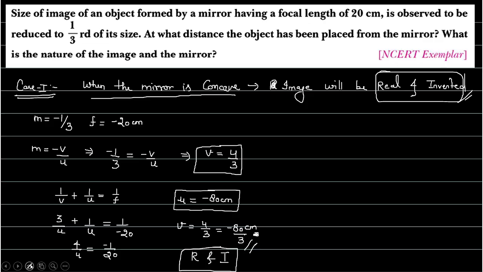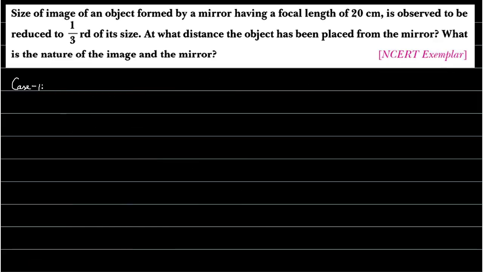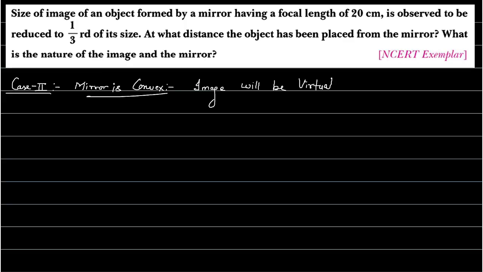Now I'm erasing it. If you have understood, solve case 2 yourself, then see the video. Let's solve case 2. Now in case 2, if I assume that the mirror is convex, then the image should be virtual and erect, but now let's prove it. So the image would be virtual and erect. If magnification is 1 by 3, then m will be equal to plus 1 by 3.